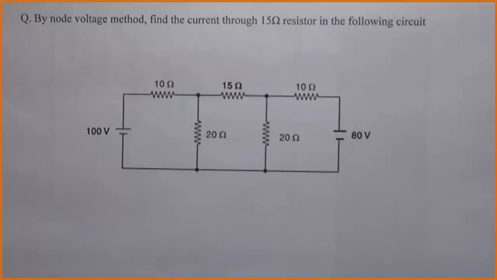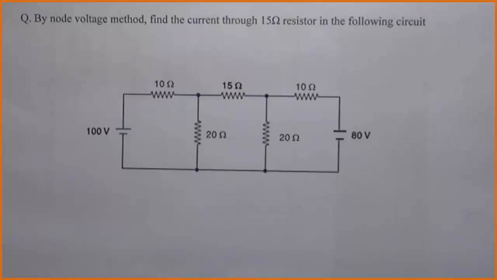The analysis is carried out by considering one node as a reference node. Usually the common node is considered as a reference node. After determining the node voltages, all branch currents can be determined in the given circuit. To understand this method, we will solve a simple example.